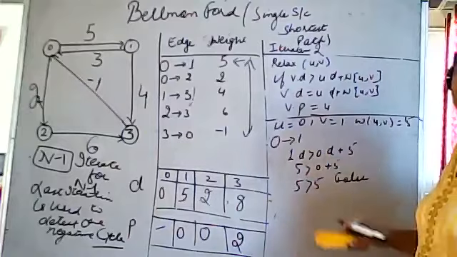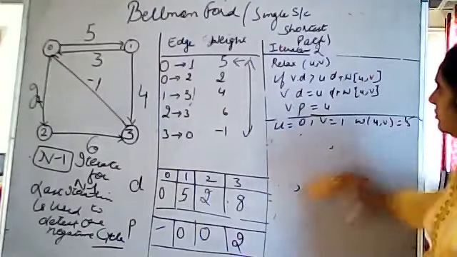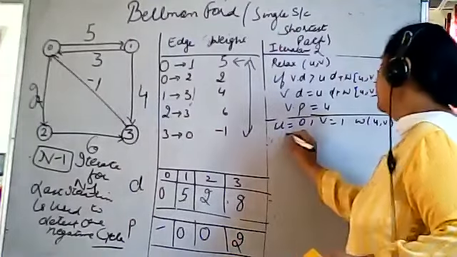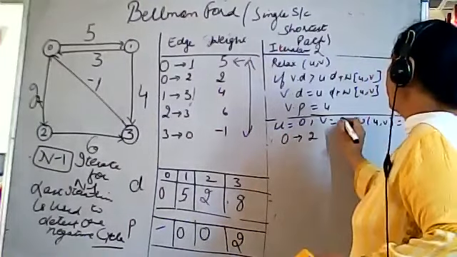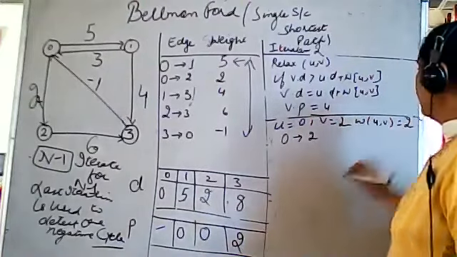False mein aapne koi changes nahi karni. You have not to make any changes in D and P. So let's go to next. 0 to 2. So U is 0, V is 2, and here we have 2. Okay. So let's do it.